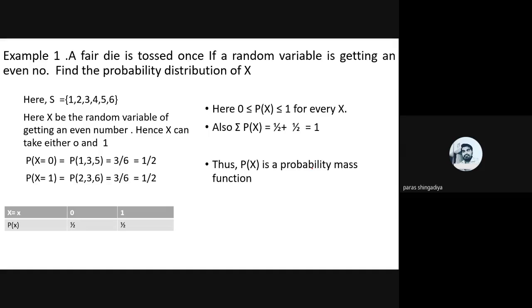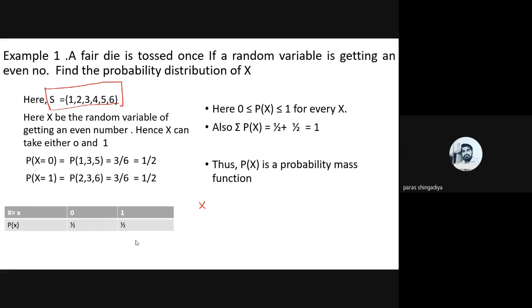Clear? So when you toss the die, what are the possible outcomes? Either 1, 2, 3, 4, 5, or 6. That will be our sample space, S is 1, 2, 3, 4, 5, 6. And now what is X? X is the random variable of getting an even number. So what is the possibility for X? If it is an even number, then it is 1. If it is not an even number, then it becomes 0.